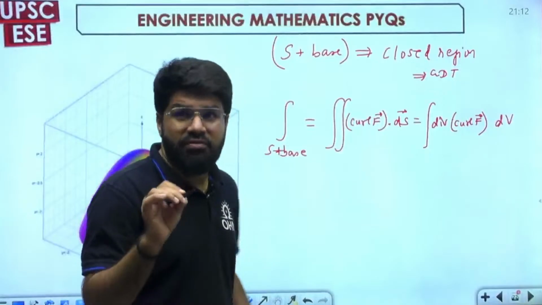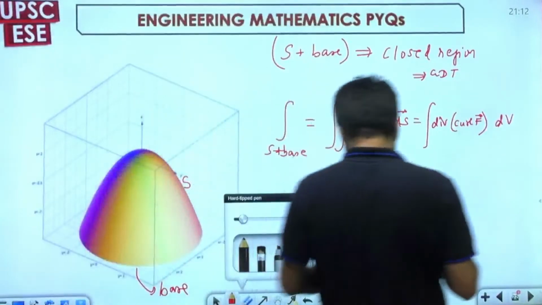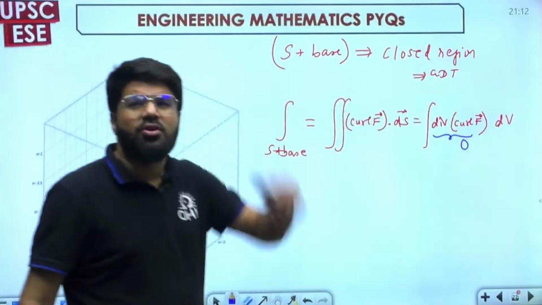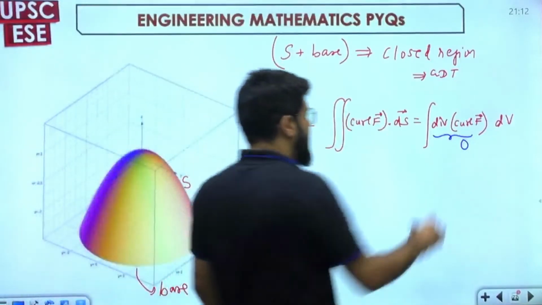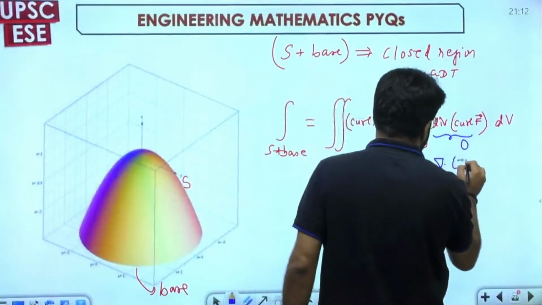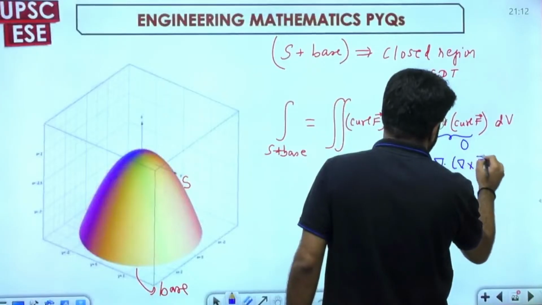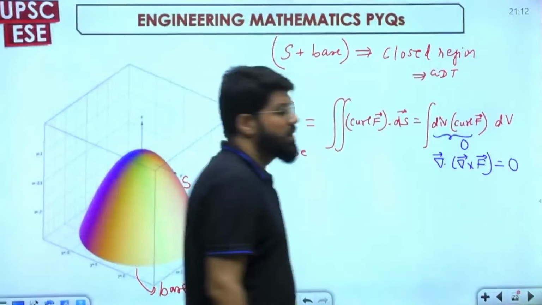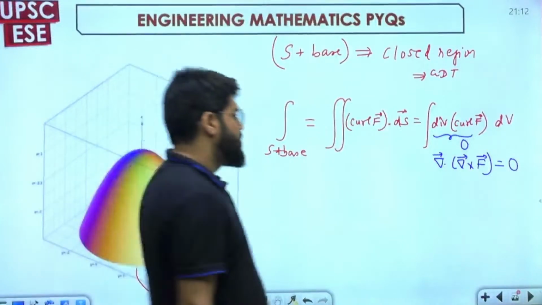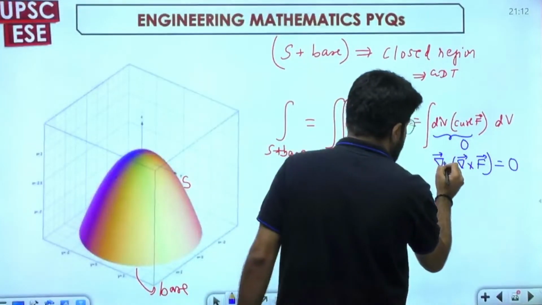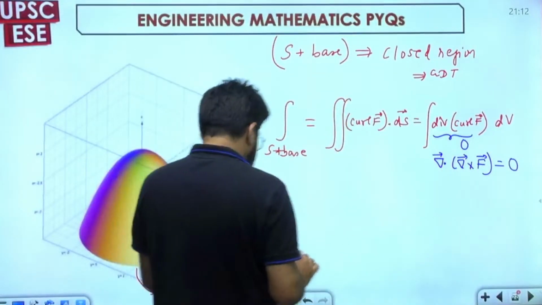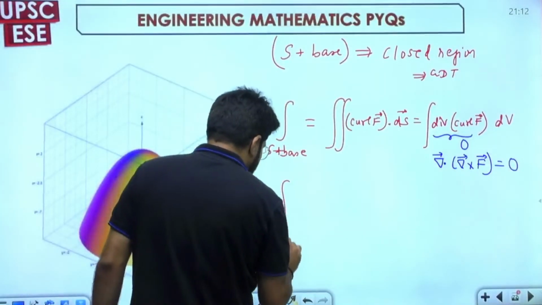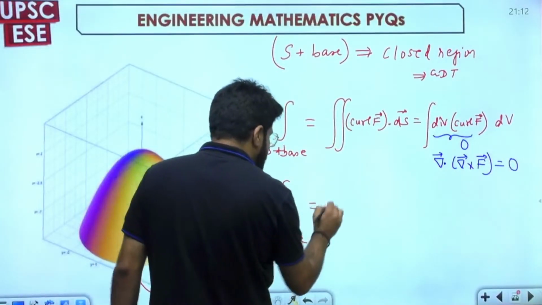The integral of the divergence of curl F dv, but the divergence of curl of any vector function F is always 0. Curl means del cross F, so del dot del cross F is equal to 0, because in a scalar triple product, two of the vectors are the same. The result is 0. That means the integral along the paraboloid surface plus base is equal to 0.